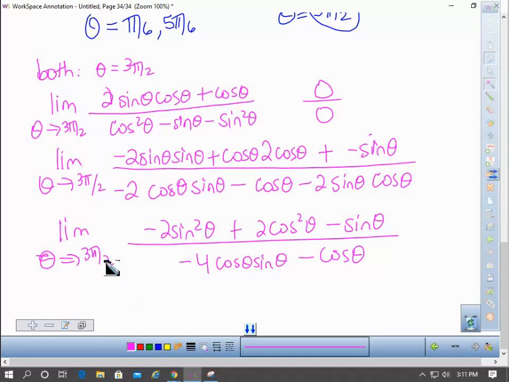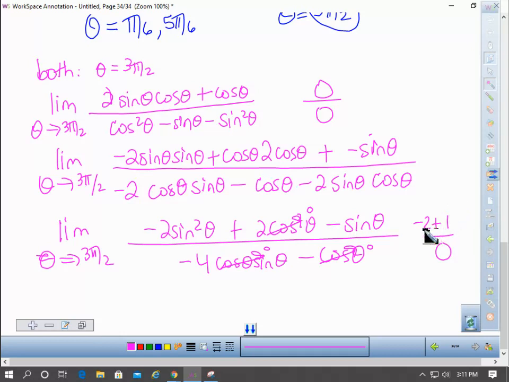Now, the nice thing about 3 pi over 2 is that cosine is 0. So that means this is going to be 0, this is going to be 0, and this is going to be 0. So I know I'm getting 0 in the denominator. At 3 pi over 2, the sine is -1. So this is giving me -1 squared, which is 1, times -2. And then -1 subtracted will be a +1.